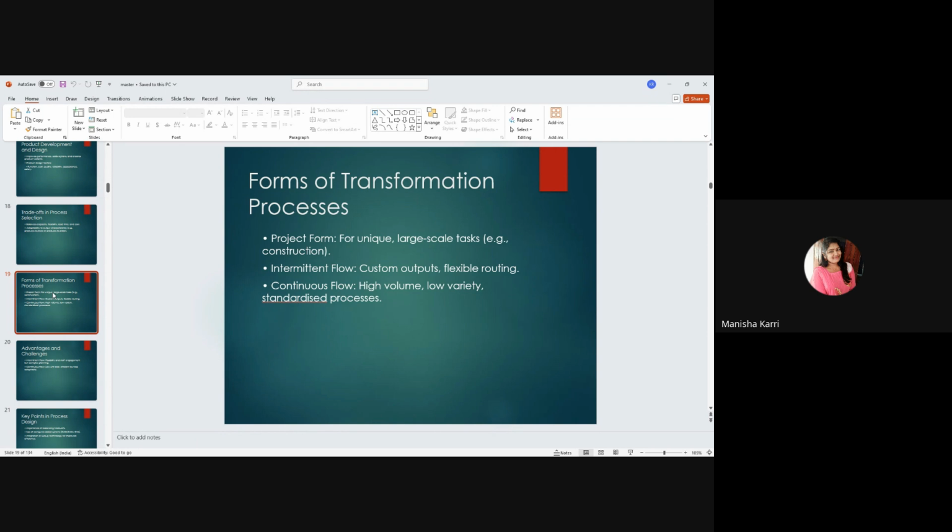So each type is used based on what the company needs to produce, whether it's a unique product, custom orders, or high volume products. They need to choose. All these three types are forms of the transformation process.